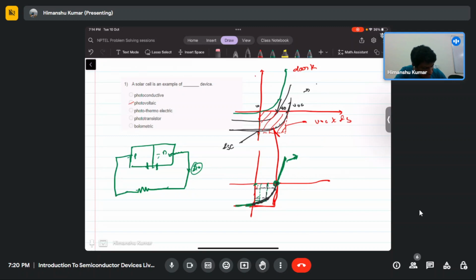So for the ideal case, it comes here. The maximum power point is decided by the maximum area of the rectangle which you can fit within this. That is the maximum, actually. But if we connect more load, the maximum power point will not be in the ideal position, right? It will shift.